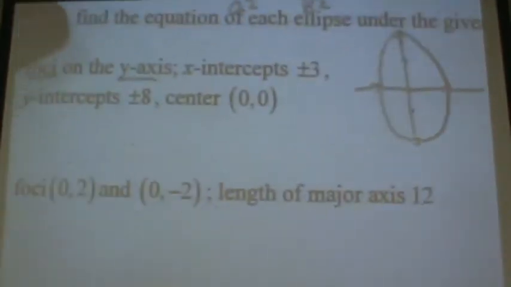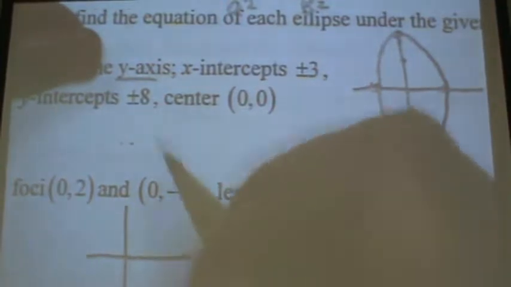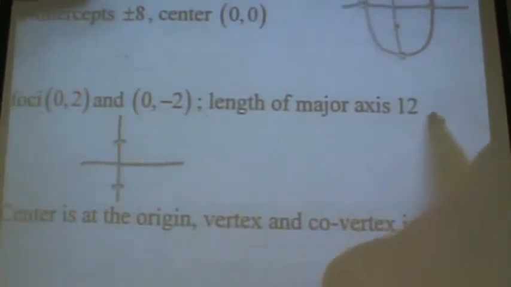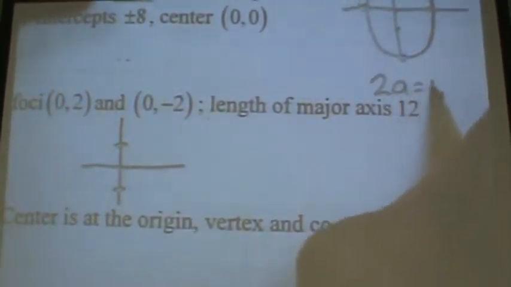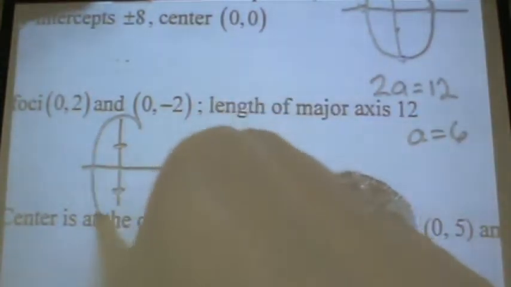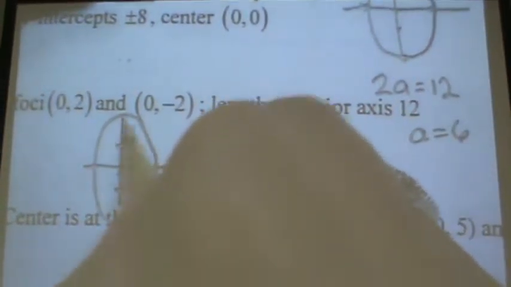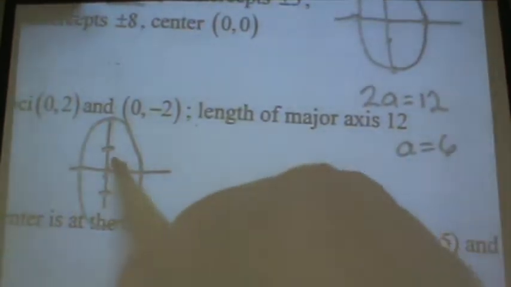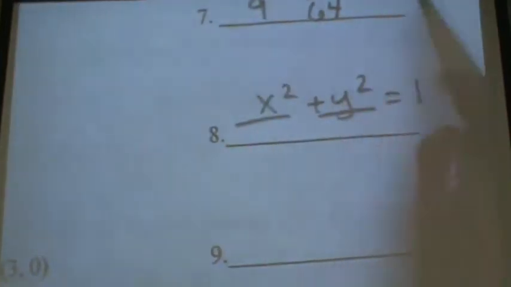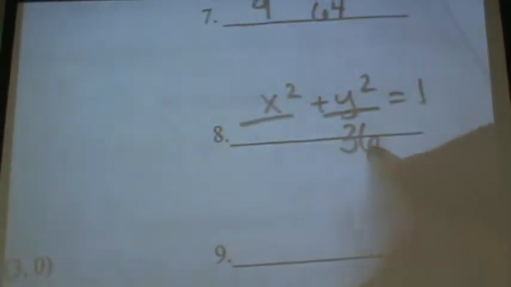Number 8, your fixed points are (0, 2), and the length of your major axis is 12. So 2a is 12, so a is 6. Again, the a value is 6, and it's going to be underneath the y value. So x squared plus y squared equals 1. The bigger number is going to go underneath y.